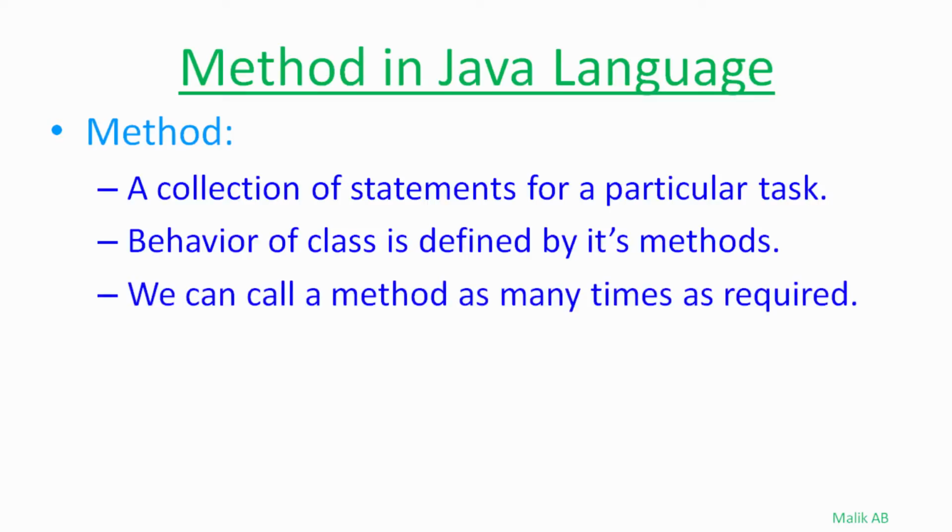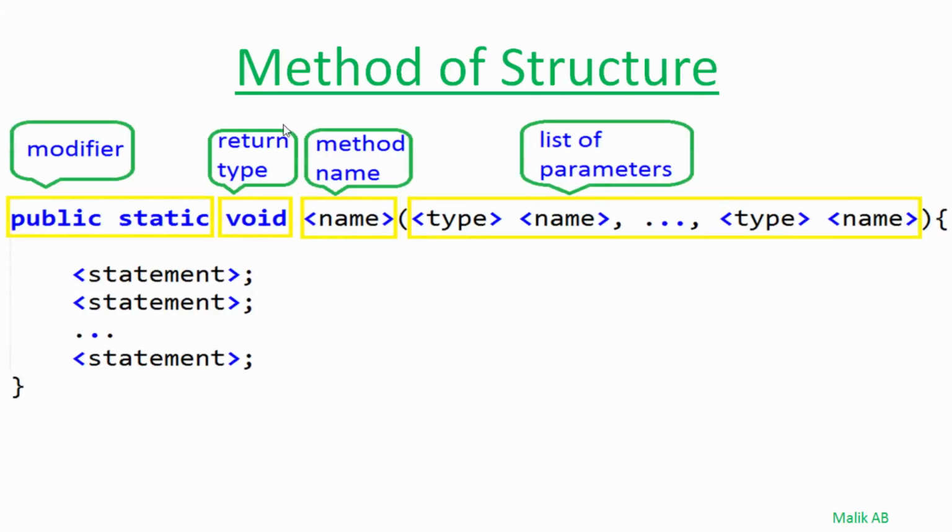And we can call a method as many times as required and we can reuse that code as many times as required. This is the basic structure of a method. Public and static, these two are access modifiers. We have talked about this in our previous lectures. Void, this is the return type of a method.